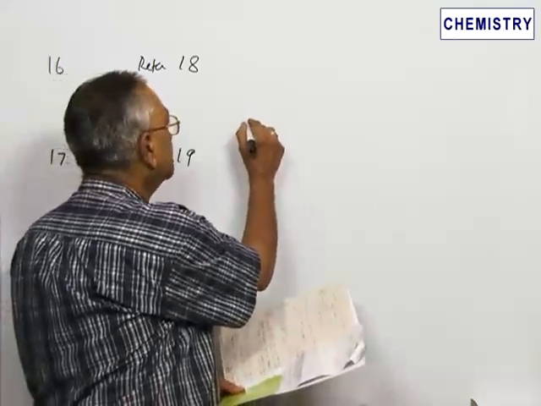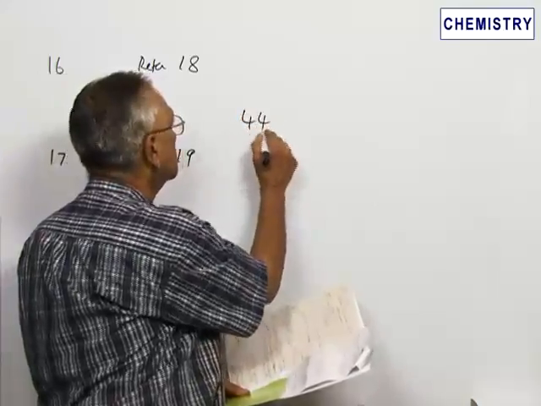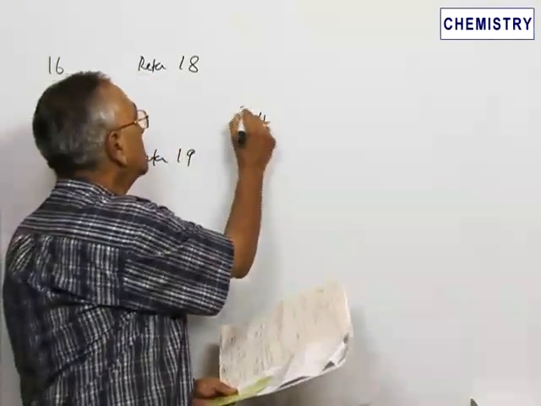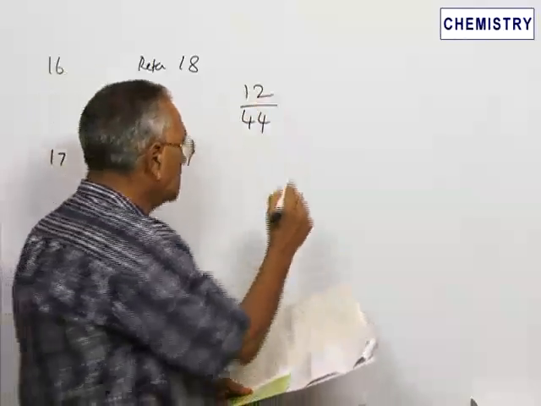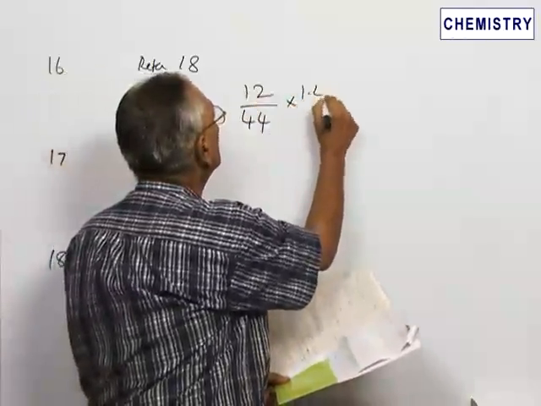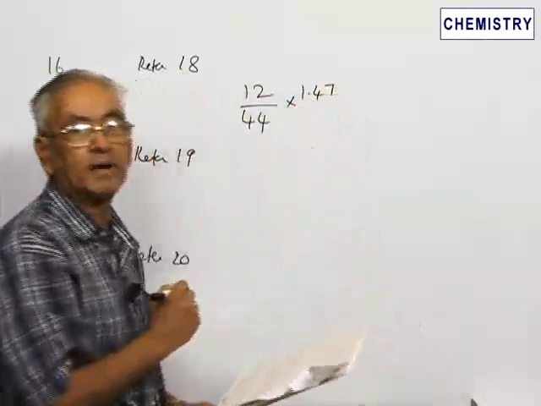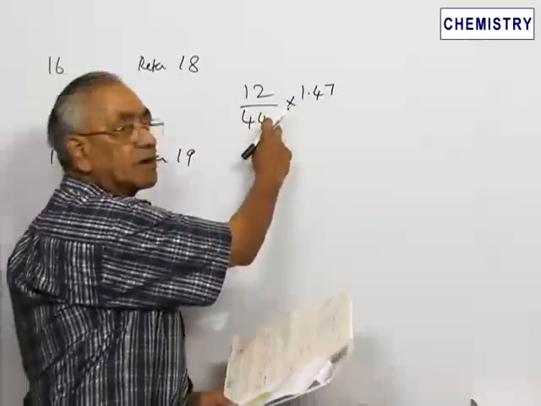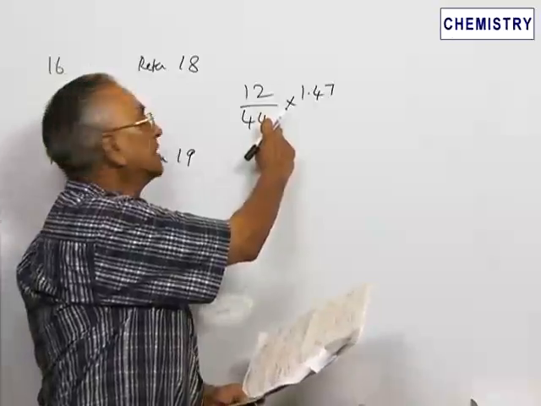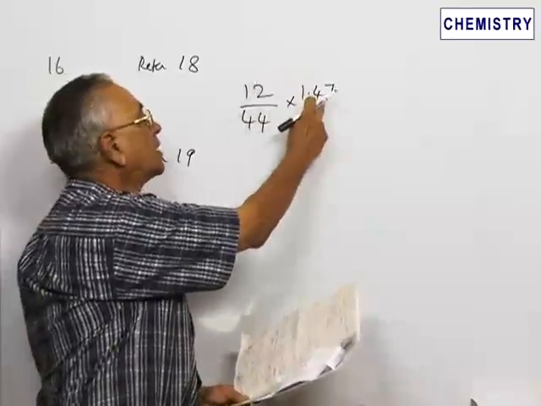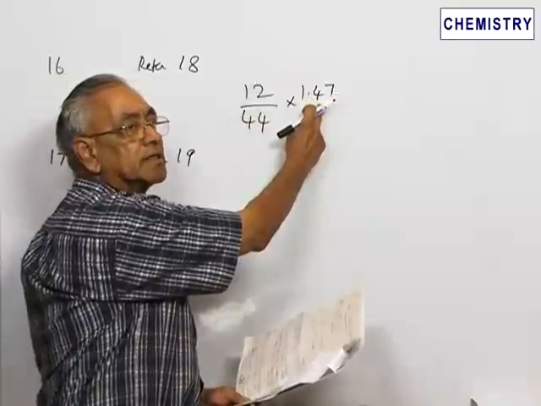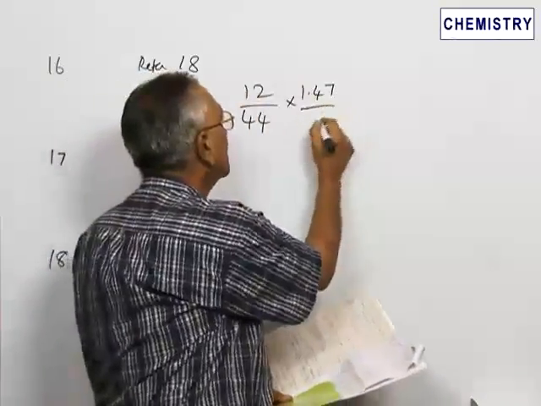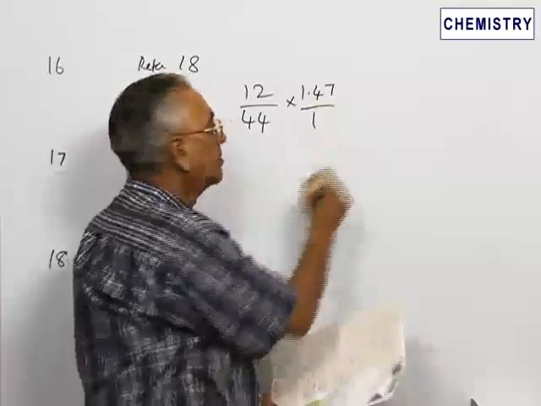If 44 grams of carbon dioxide is produced, that is the molecular weight, the amount of carbon available is 12. Now, 1.47 grams of carbon dioxide is available. If 44 grams of carbon dioxide is available, the amount of carbon is 12. If 1.47 grams of carbon dioxide is available, how much will be the amount of carbon? But this is available from 1 gram of the compound.